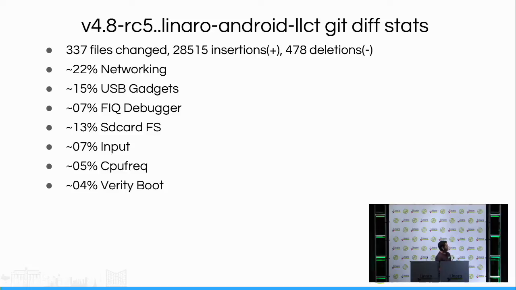Right, so now that I have covered what linaro-android-llct stands for, we can compare the Android patch sets with respect to 4.8. So this is what the actual number looks like. The usual suspects are there, networking, gadgets. You see ADF is not there because we are pretty sure that ADF is going to be dropped in the next version. Verity boot also dropped from like 10% to 4% because FEC and verified boot is already there. So this 4% is only the A/B partitioning patches.